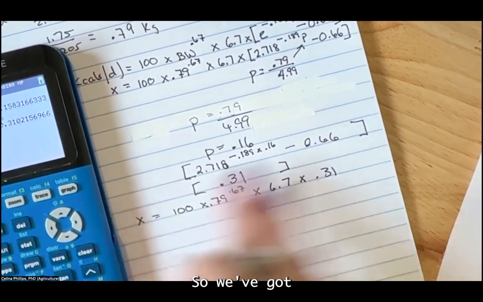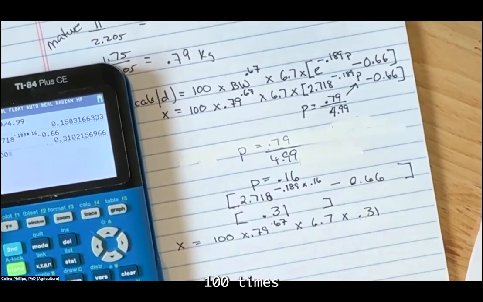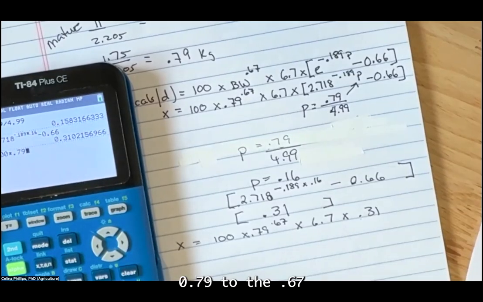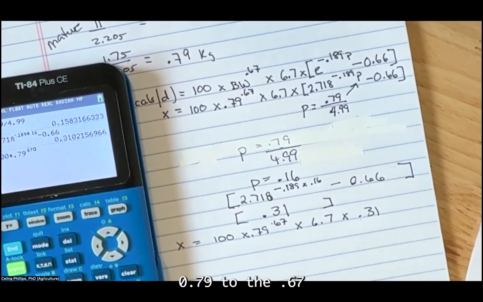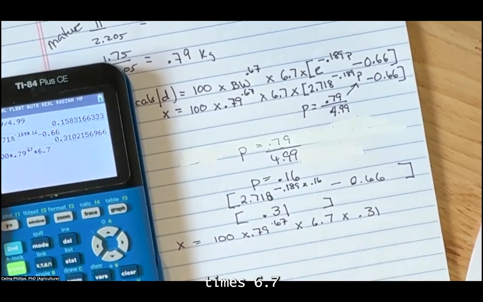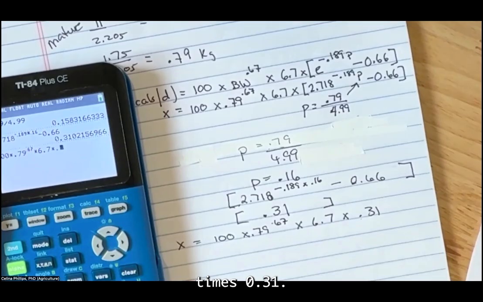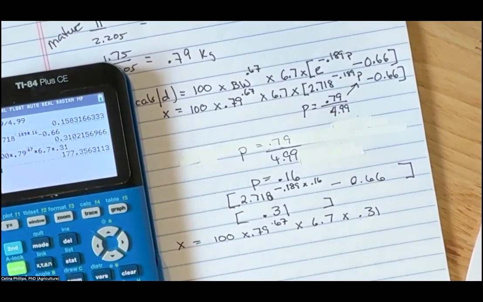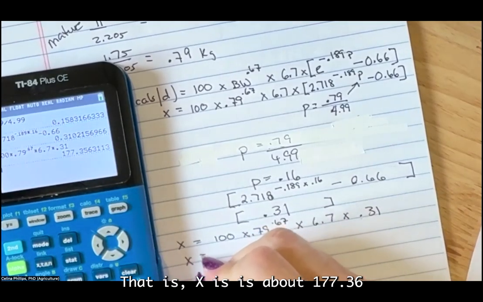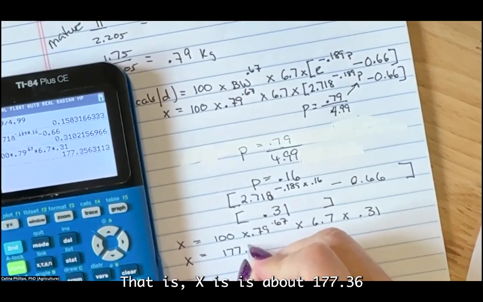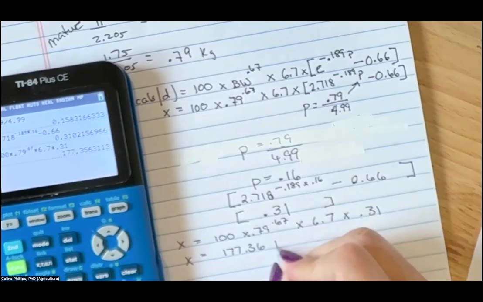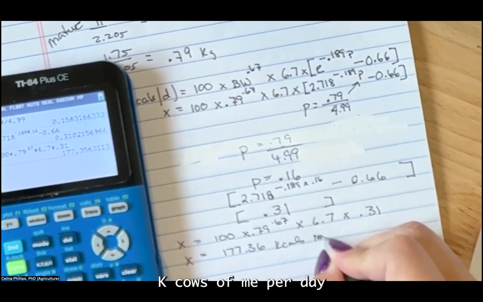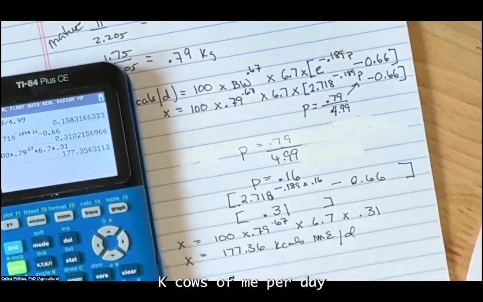So we've got 100 times 0.79 to the 0.67 times 6.7 times 0.31. That is, X is about 177.36 kcals of ME per day for those kittens.